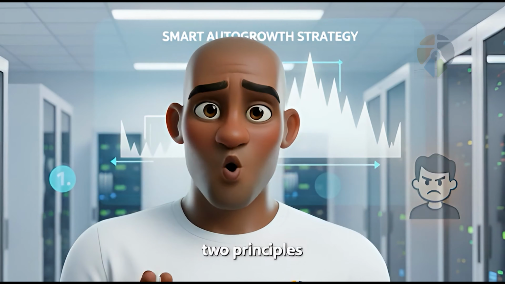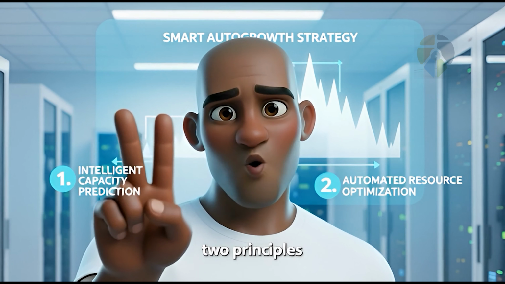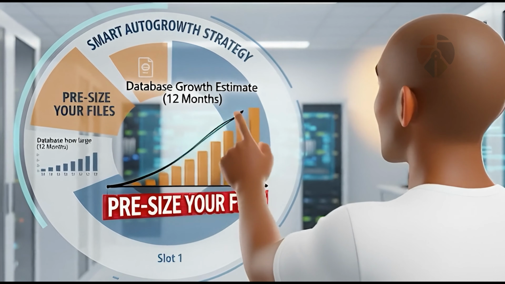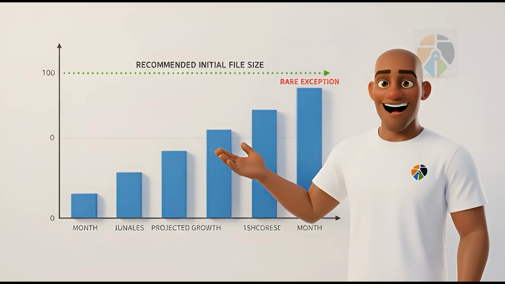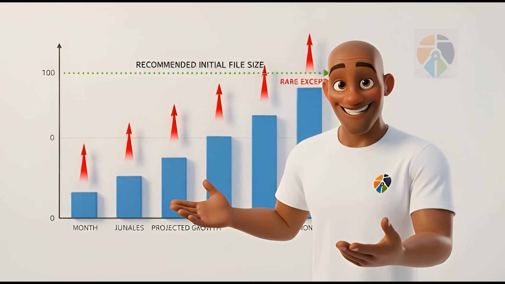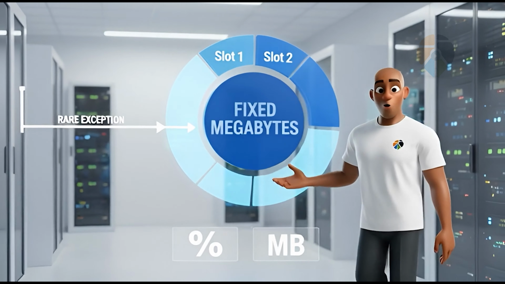The solution is a smart autogrowth strategy built around two principles. First, pre-size your files. Estimate how large your database will be over the next 6 to 12 months, and set the initial file size to cover that growth. This way, autogrowth events become rare exceptions rather than regular occurrences.